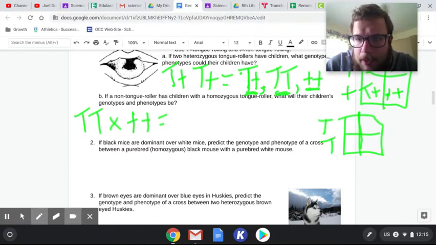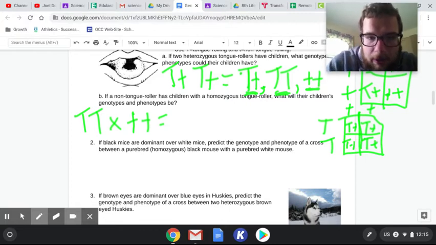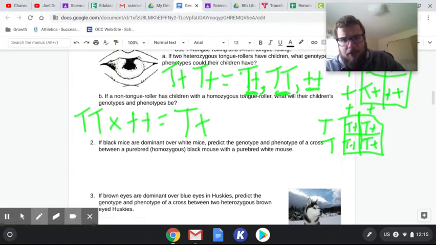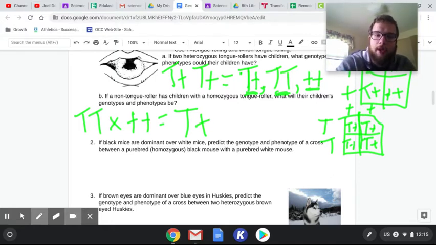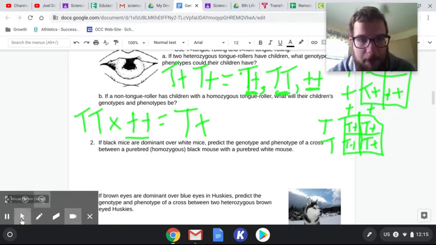We've got big T, big T, and little t, little t, and every box is going to be big T, little t. So there's only one possible outcome. Their offspring are all going to be, no matter what, big T, little t. That's their genotype. What are their offspring's phenotype going to be? They're all going to be tongue rollers. So even though the one parent could not roll the tongue, all of their offspring will be able to. It's impossible for them to not, unless some sort of mutation happens.